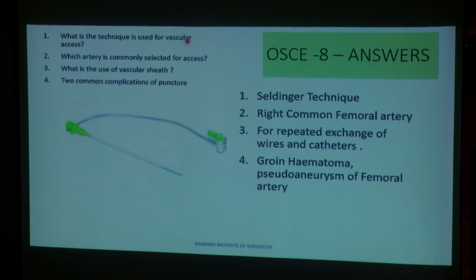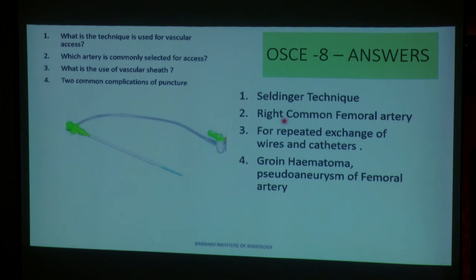So the technique is obvious, all of you will probably know it. It's called the Seldinger technique. And which artery is commonly used? It is the right common femoral artery. So you should not puncture the right SFA, that is the superficial femoral artery, nor should you go high into the external iliac artery, because both will lead to complications. If you have punctured the external iliac artery, it can bleed into the pelvis and you will not be aware, because there will be no hematoma forming in the groin, it will be bleeding internally. So you should be careful you do not go too high.